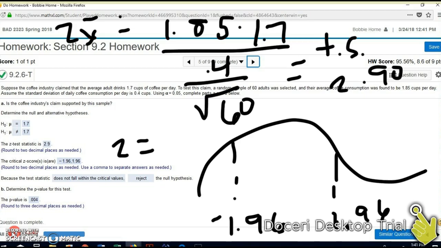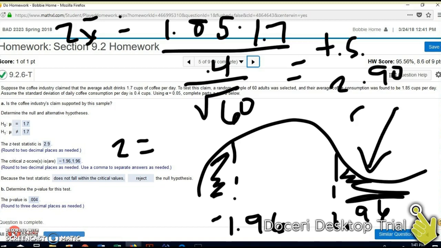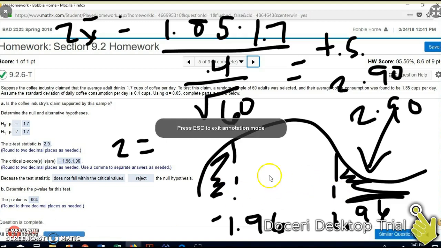And our test statistic is 2.90. Okay, so it's in the rejection area. So it doesn't fall within here. We have to reject it, because it's in the rejection area.